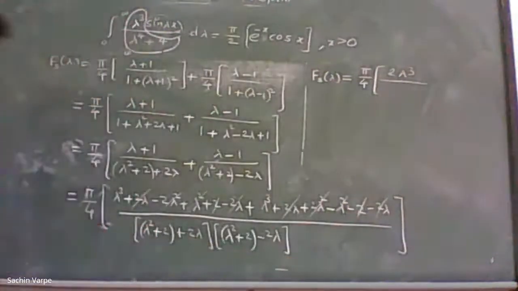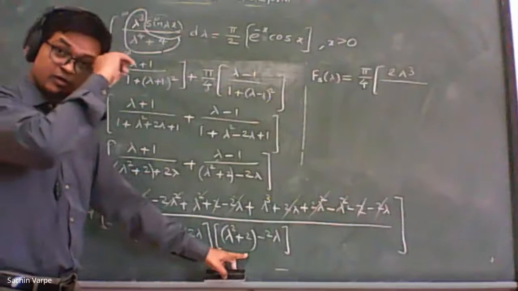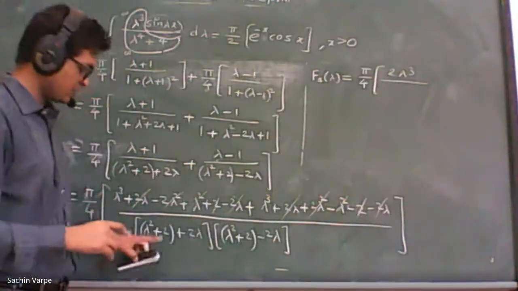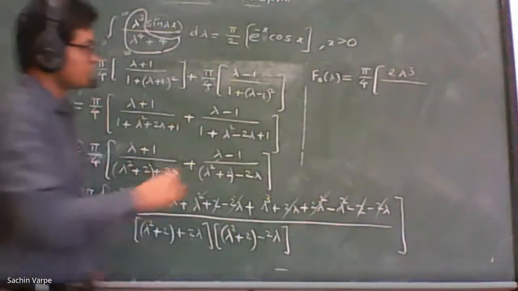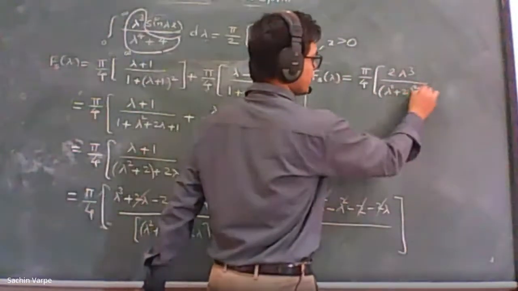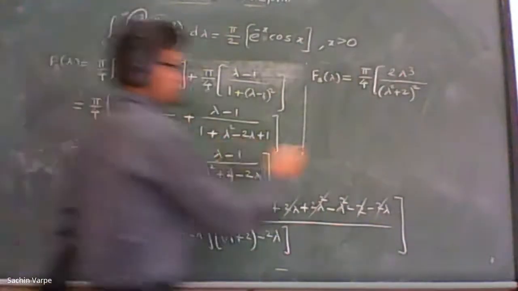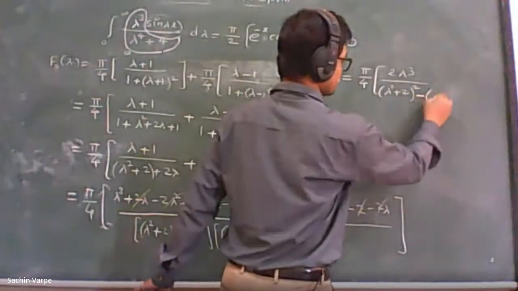All right. And now a plus b into a minus b, what will it be? A square minus b square. So a square is lambda square plus 2 the whole square, minus 2 lambda the whole square, because a square minus b square.